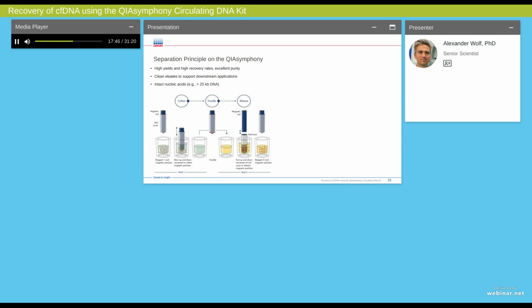This figure depicts the generic extraction workflow on the QIAsymphony. The bead-based nucleic acid extraction ensures high yields and recovery rates. The excellent purity of the analyte supports the compatibility and sensitivity of the downstream applications.